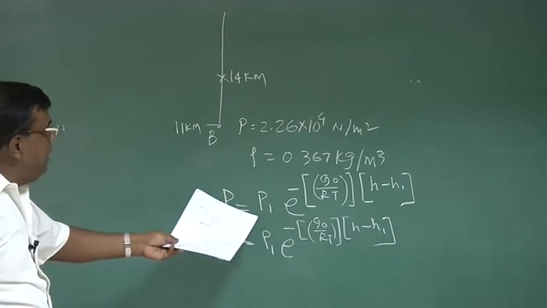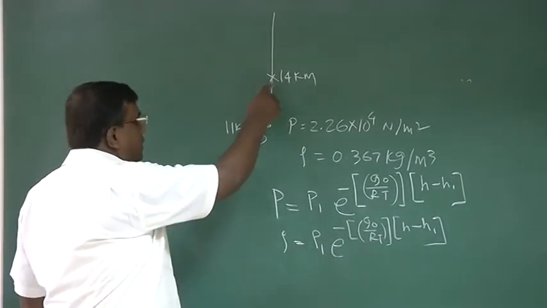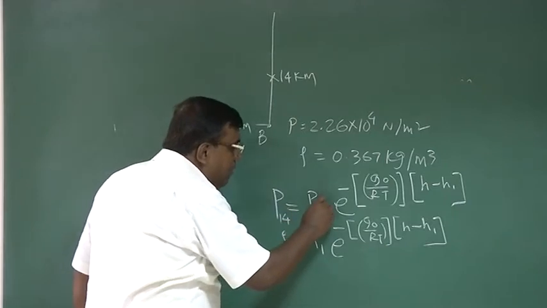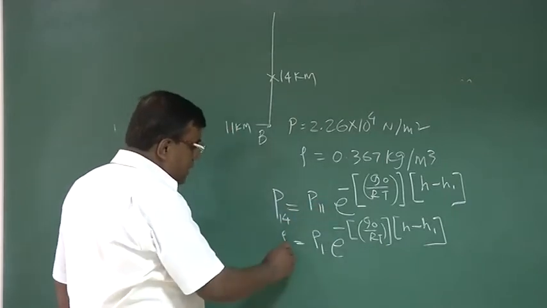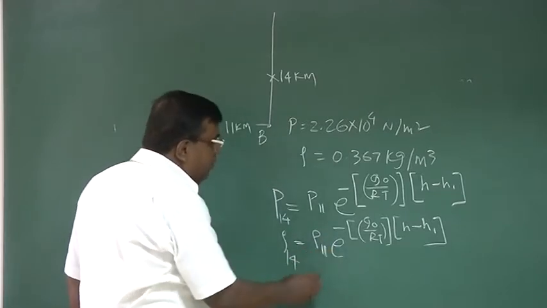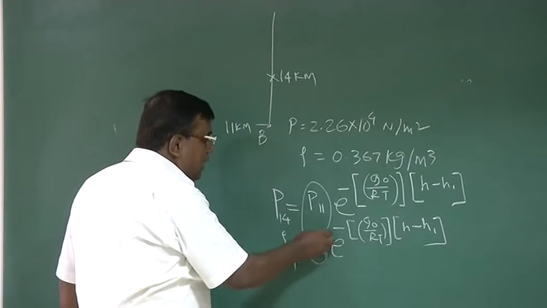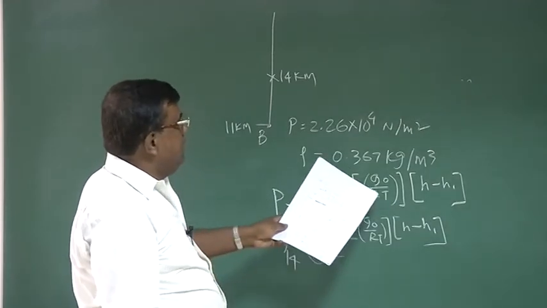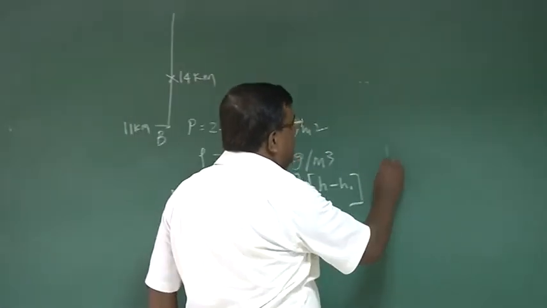What is P1 here now? I am going from 11 to 14. So basically I want to find P at 14 given P1, which is P at 11 kilometer. Again, I want to find rho at 14 given rho at 11 kilometer. These two values we have already calculated. I will have to just substitute that, and for H minus H1 what should I put?